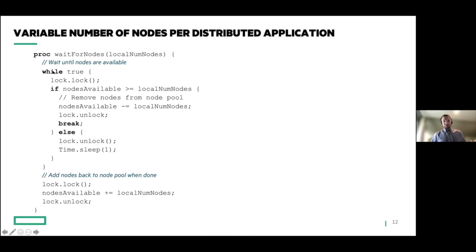So we're going to do a while true loop, and then we're just going to grab the lock, check the node availability. If there's enough nodes in the node pool, we'll go ahead and subtract those out and then unlock. Otherwise, we're just going to unlock and then wait until we check again. And then lastly, when we're done doing our work, we're going to lock and release the number of nodes.